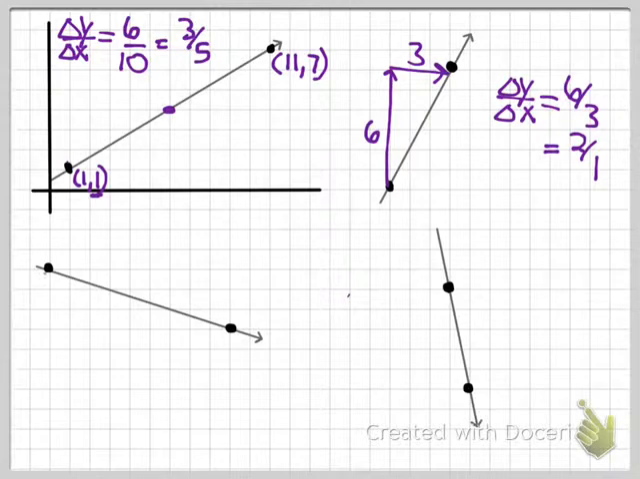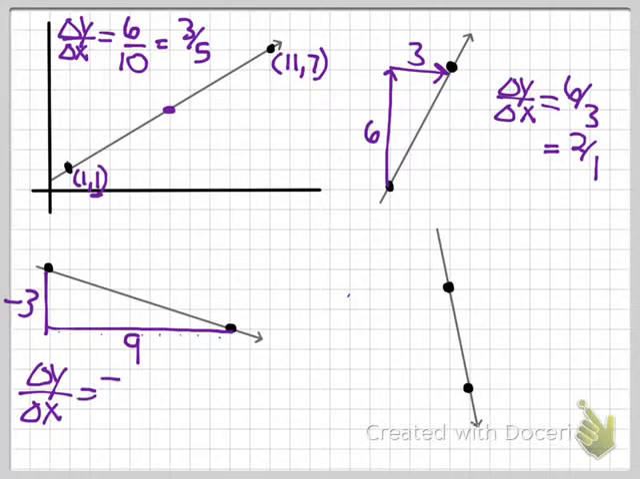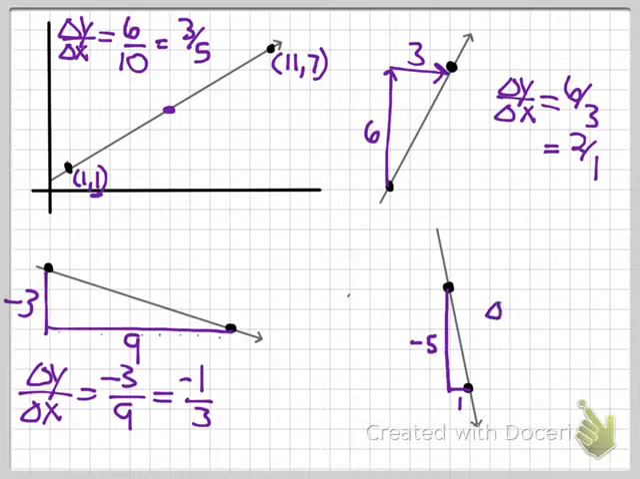We come down here. We went down 3. Now we have to pay attention. Down 3 is a -3 direction, and we went over 9. So my change in y over my change in x is -3 over 9, or for every 1 I went down, I went 3 to the right. So now we look at our last one. This one is really steep. We go down 5 over 1. So my change in y over my change in x is -5 over 1, or I go down 5 for every 1 I go to the right.